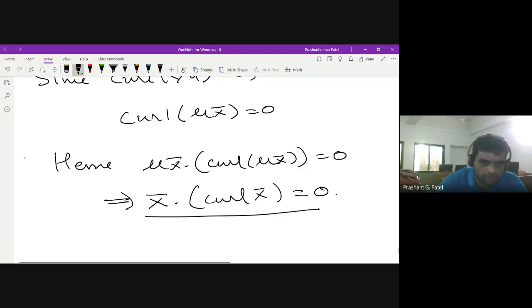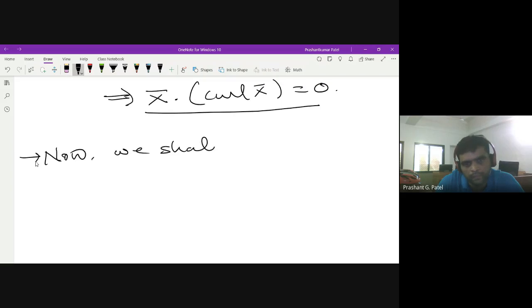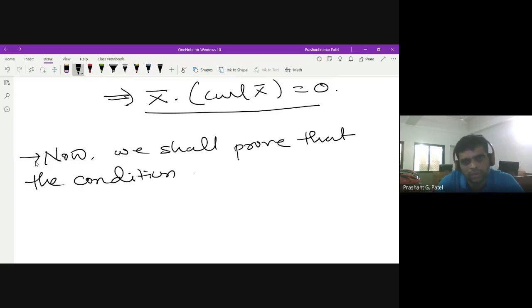Now the converse, that is sufficient. So now we shall prove that the condition is sufficient.